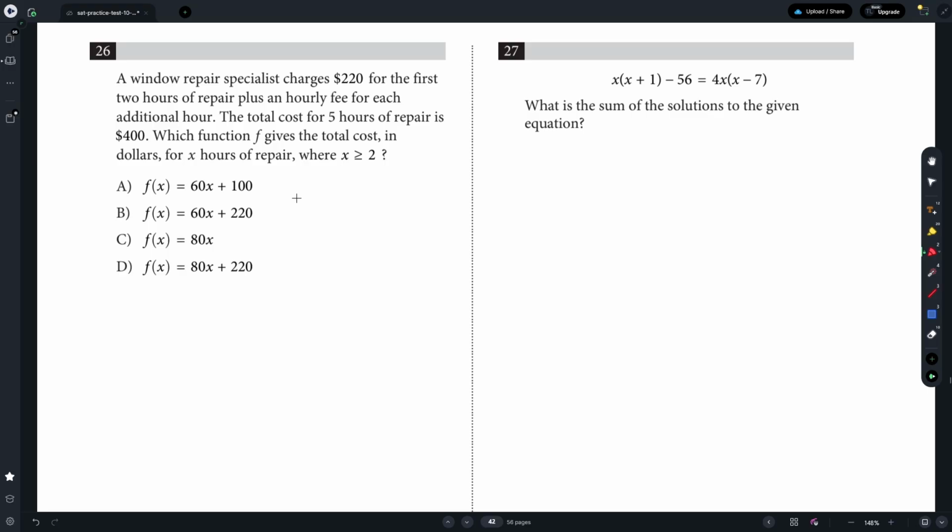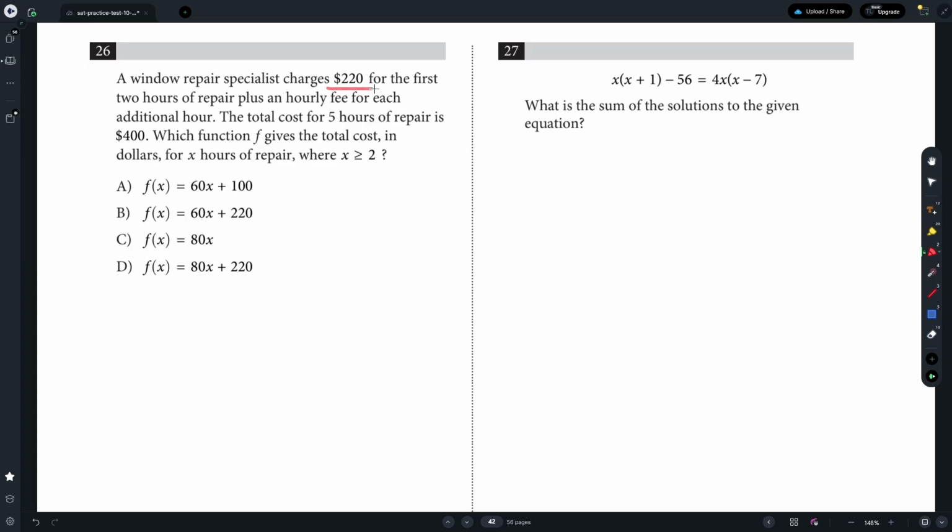A window repair specialist charges $220 for the first 2 hours of repair, plus an hourly fee for each additional hour. The cost for 5 hours of repair is $400. Which function f gives the total cost in dollars for x hours of repair, where x is greater than or equal to 2?